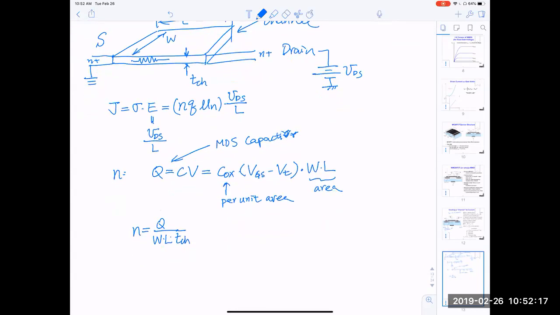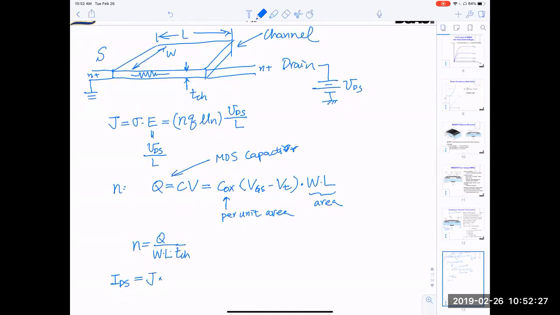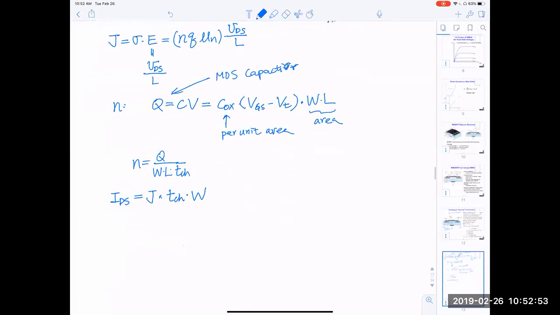And what we are really interested in is current, IDS. IDS is equal to J times cross-sectional area. It is this cross-sectional area that we are multiplying since current flows horizontally. So J times T channel times W. Right, so I'm converting current density to total current. And the rest is just a substitution, okay?